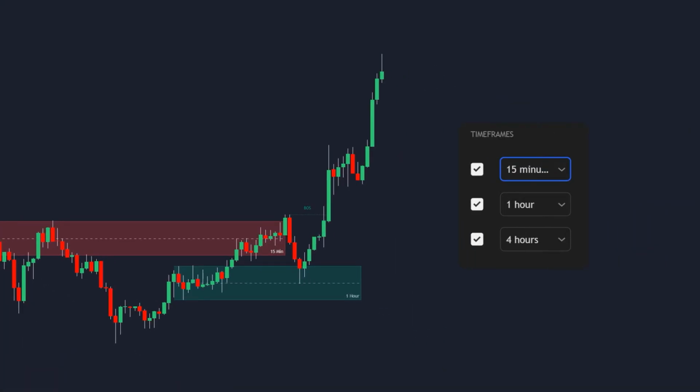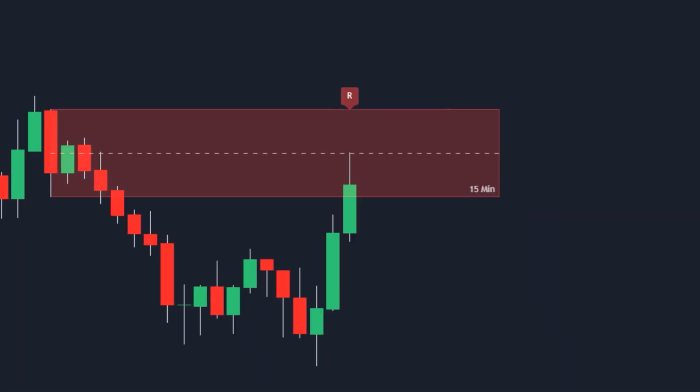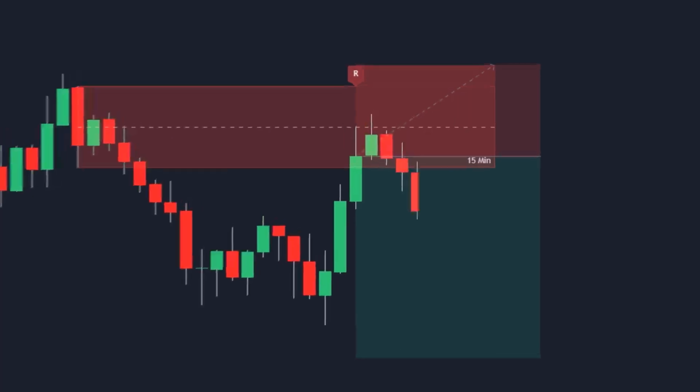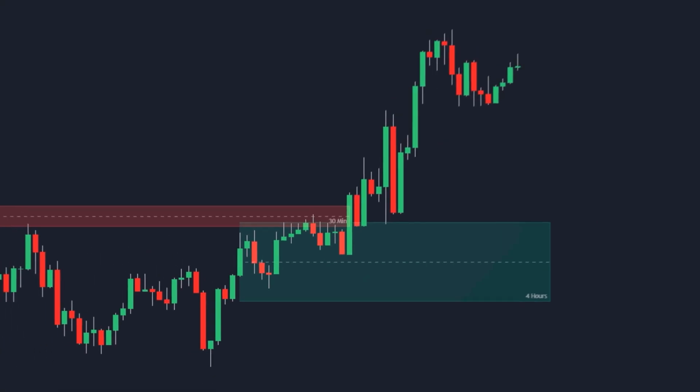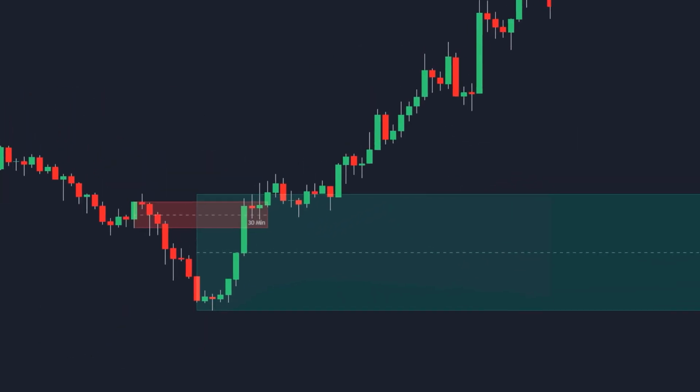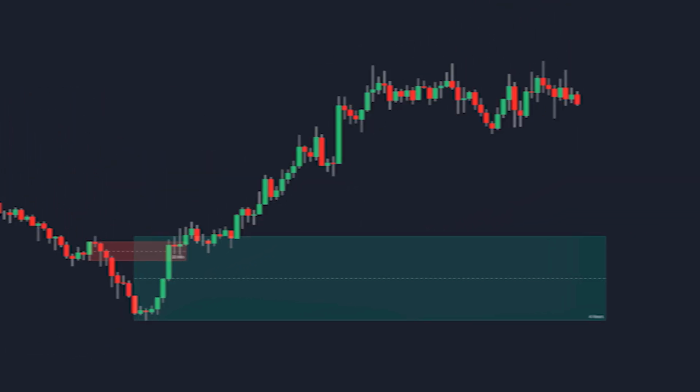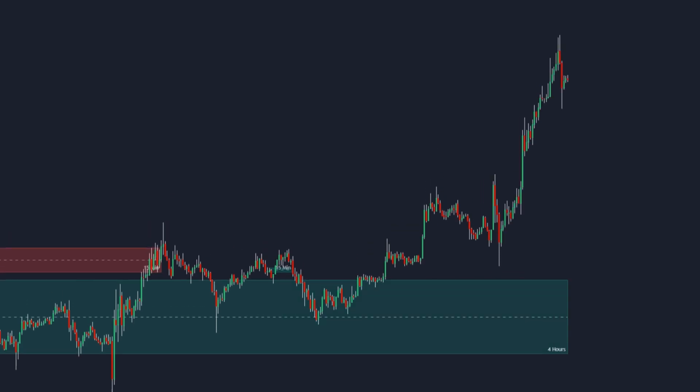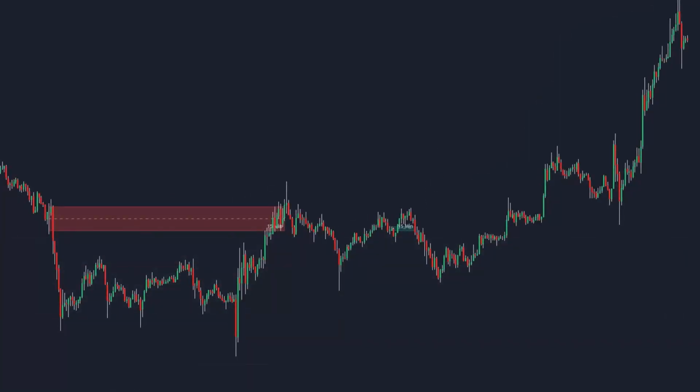But with multi-time frame zones, you see the full picture. And this is exactly why trading without multi-time frame zones is just guessing. You're reacting to what you see, but you have no idea what's happening above you. Higher time frames act like gravity. They set the direction and boundaries. They decide if your setup even has a chance. And if you're not seeing those zones, you're trading blind.